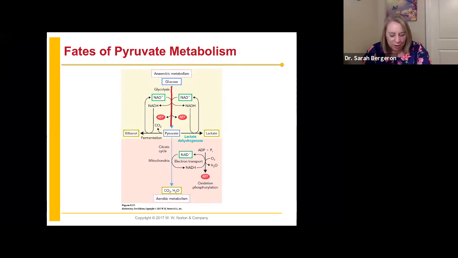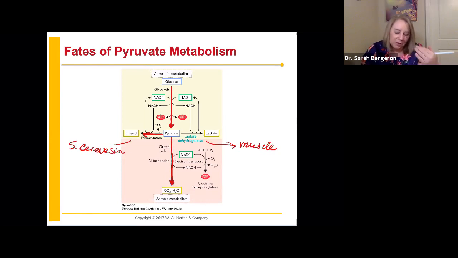We have glucose, and we're going to convert glucose to pyruvate. So we're assuming that happens. So either you can convert it into ethanol. So this is Saccharomyces cerevisiae, something close to that. Or you can go through lactate dehydrogenase in our muscle cells, and you can make lactate, right? And then if you have oxygen present, you can go through the mitochondria, electron transport chain, citric acid cycle, right, all that, and end up with CO2 and H2O.